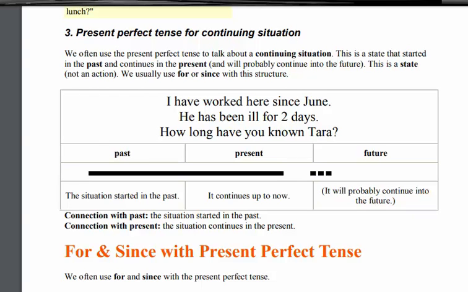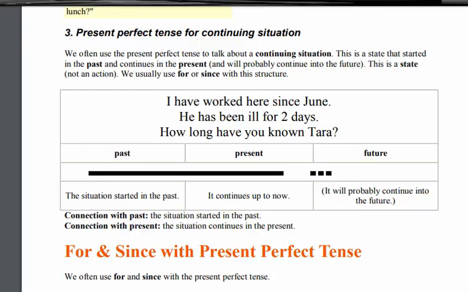For example, I have worked here since June. So in this example, I started the work in the past, but it continues in the present. The time when it started is June. The other example is he has been ill for 2 days. And the third is how long have you known Tara. You have noticed that in these examples a time is always mentioned: since June, for 2 days, how long.